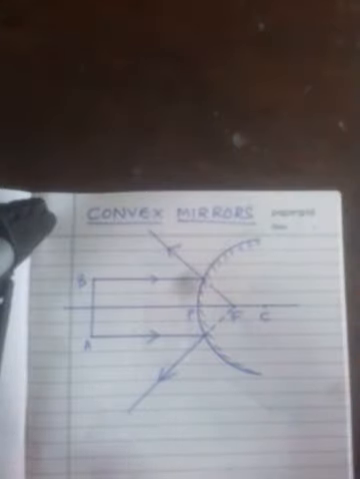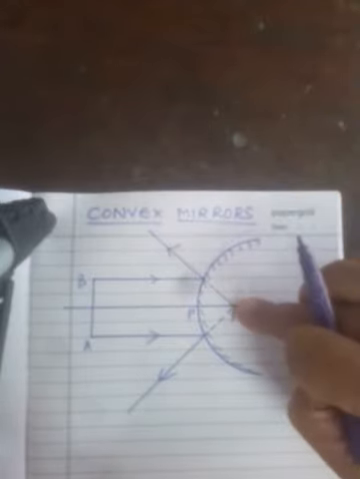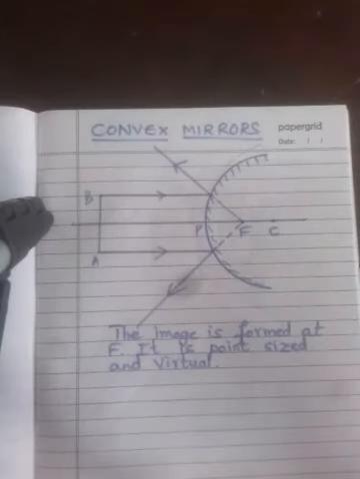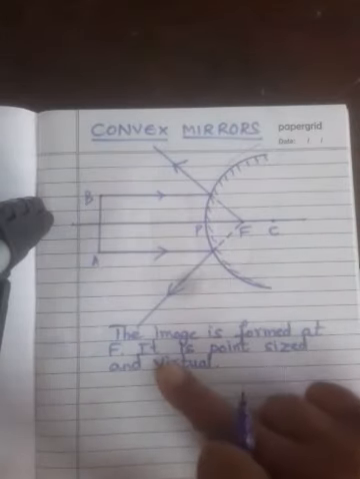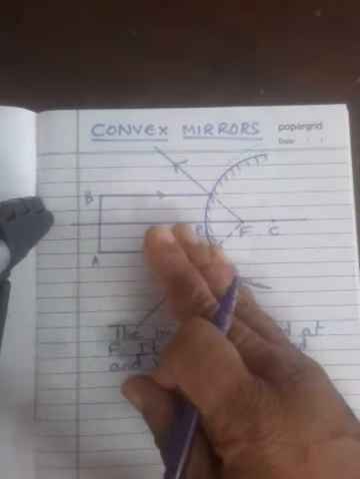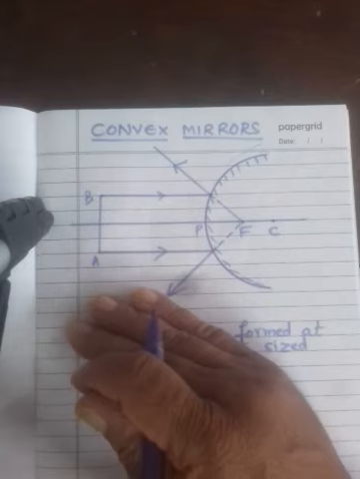Okay, so I will write it. The image is formed at F. It is point sized and virtual. Virtual images are formed behind the mirror. Real images are formed in front of the mirror.